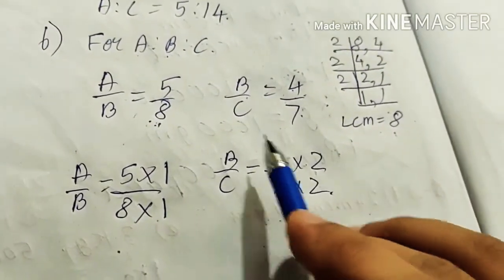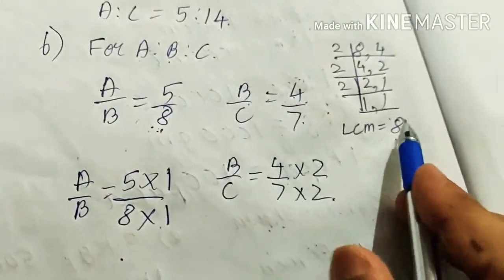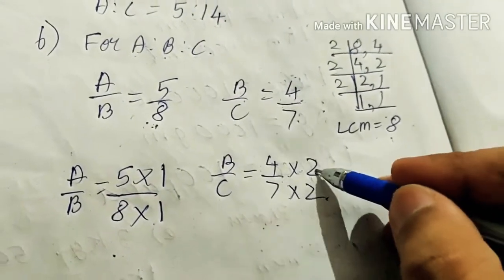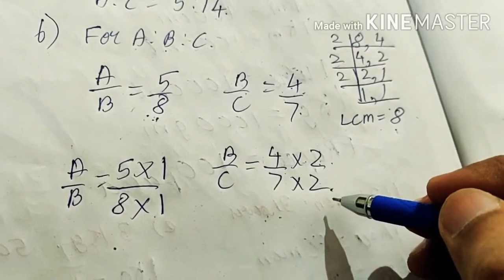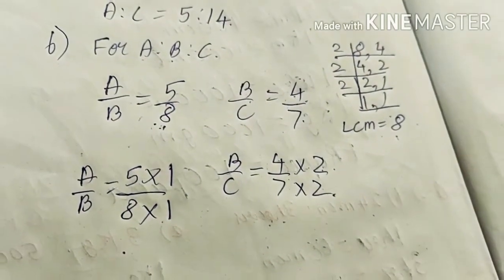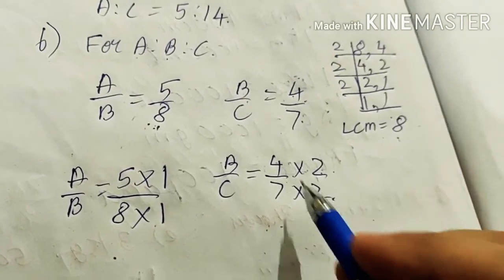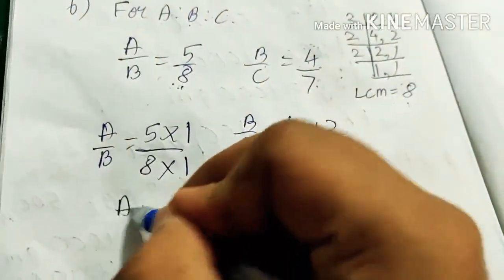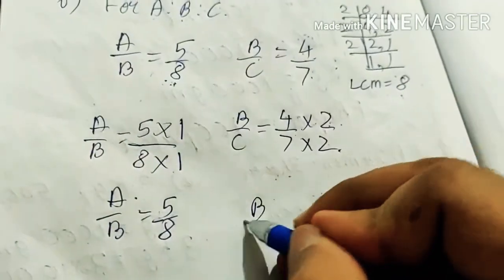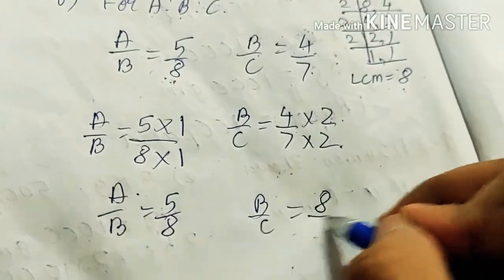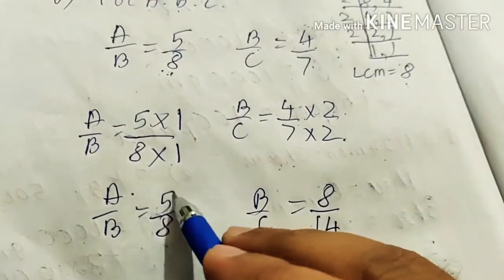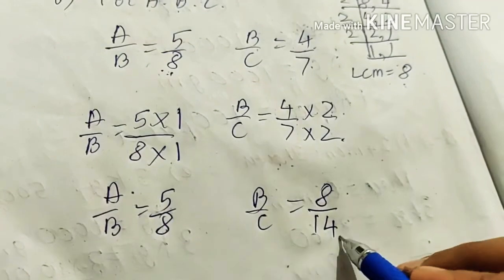So here you have to convert this B, that is 4 into 8. Converting 4 into 8 is multiplying it by 2. If you multiply 2 in the numerator, you have to multiply 2 in the denominator as well, as said in the last video. Okay, so now what we are left with, A upon B equals 5 upon 8 and B upon C equals 8 upon 14.